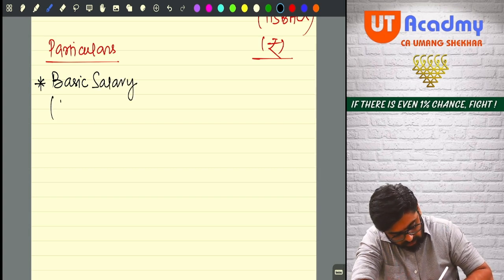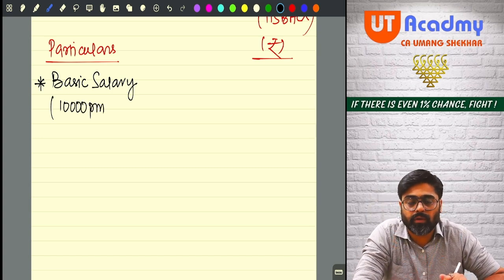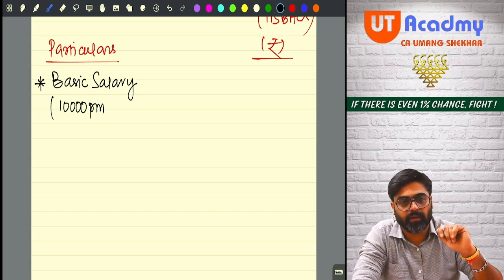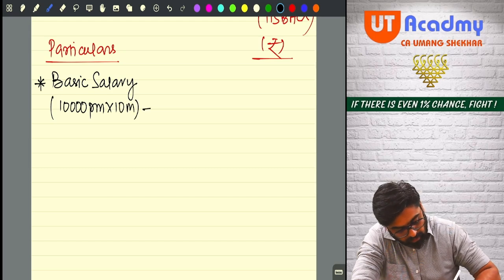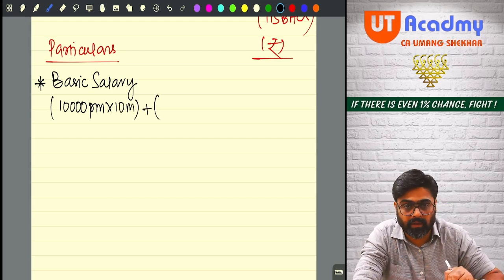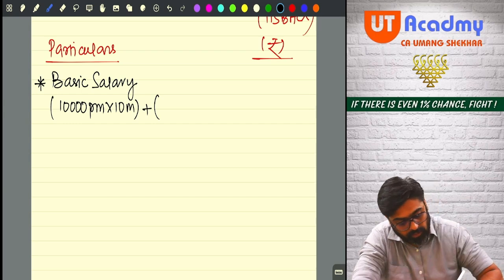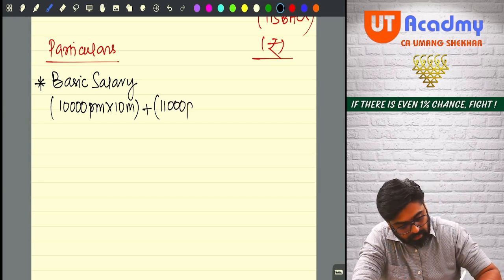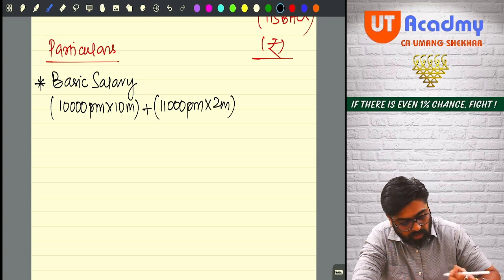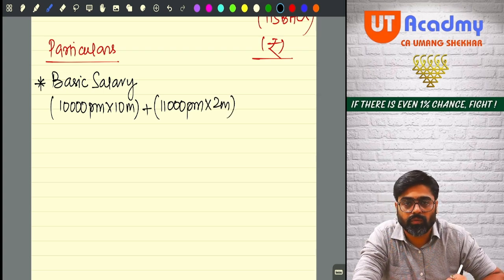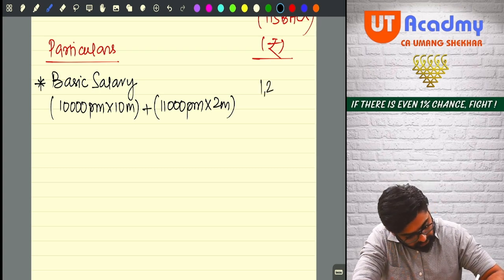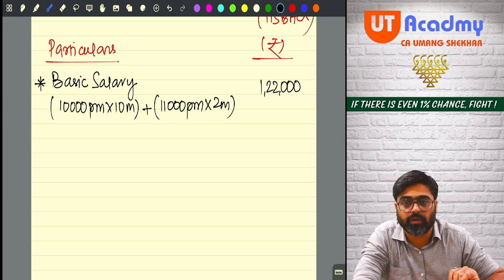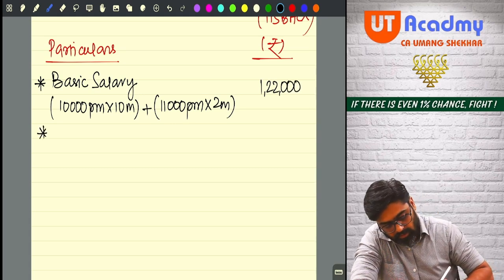So can I say 10,000 per month is my basic, which I'm going to receive till January, for 10 months. So 10,000 per month for 10 months plus 1,000 rupees increment in the basic from February onwards. So from February onwards, my basic will be 11,000 per month into 2 months. So 11,000 into 2 will be 22,000 plus 1 lakh will give me 1,22,000 basic salary. This is taxable for this year. Now next one is my dearness allowance.